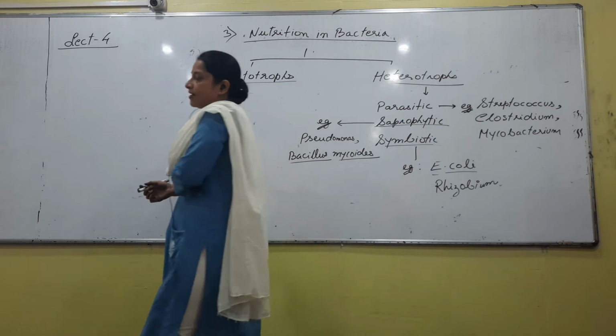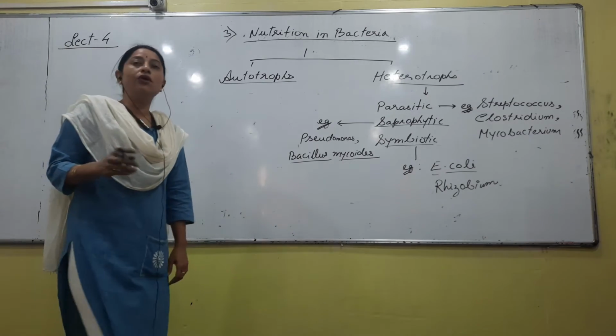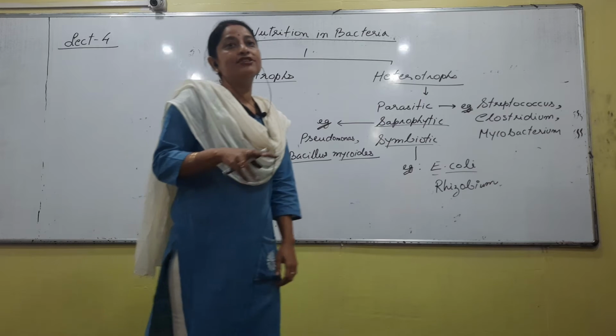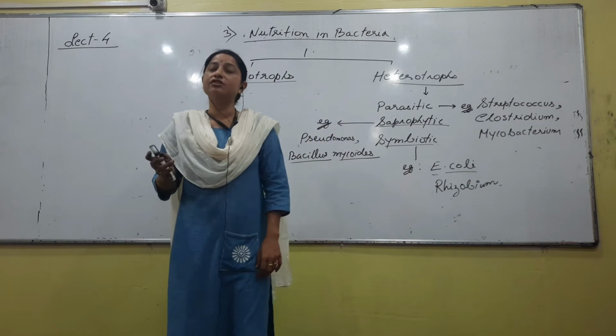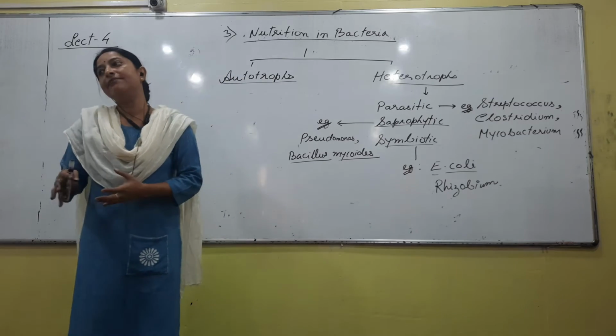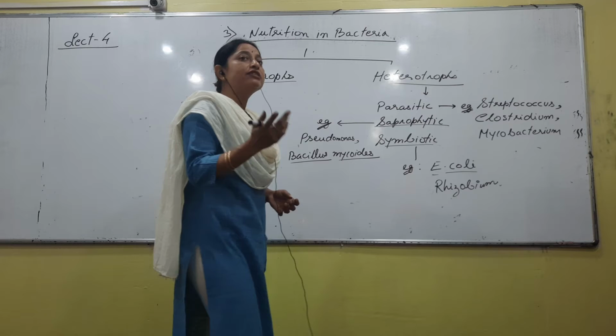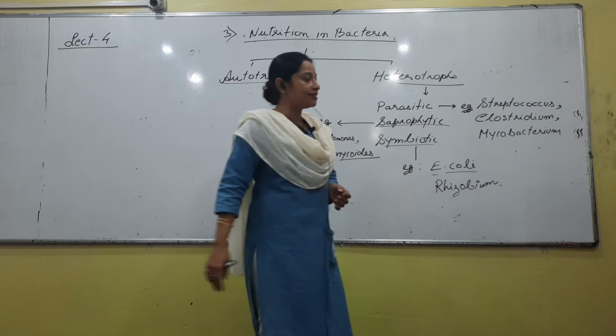So heterotrophs are divided into three categories: either it will be a parasite, or a saprophyte, or it will stay in a symbiotic association. Parasite we understand, saprophyte we understand. Symbiotic association means mutual collaboration, right? Both of the organisms will get benefited. We have already talked about something called mutualism in organism and population, right?